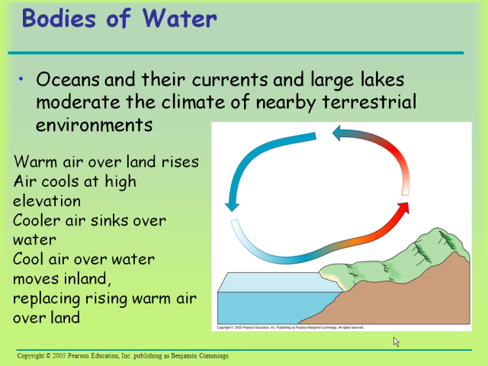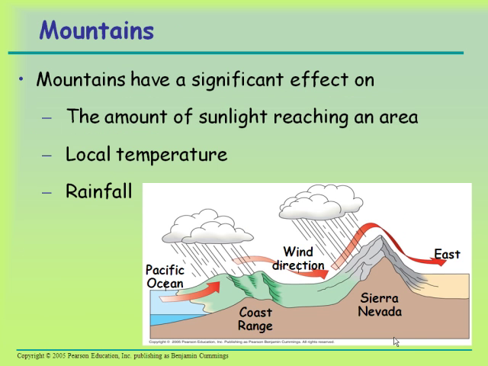So warm air over land rises. Air cools at high elevation. Cooler air sinks, so it rises, sinks. Cool air over the ocean moves inland, replacing warm air. So it's this constant flow. Warm air weighs less than cool air, so that's why it rises. Mountains have a significant effect on the weather and the amount of sunlight reaching an area, because with this warm air rising, there is a tendency for clouds to form, so then more storms, local temperature, and rainfall.